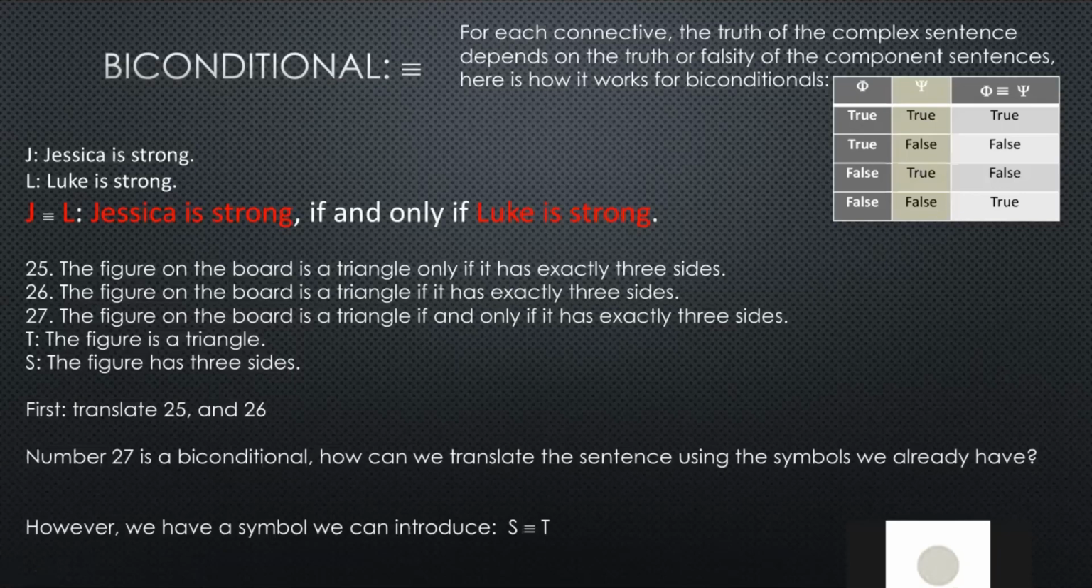If it's false that the figure on the board has three sides, and it's also false that it's a triangle, then the sentence, the figure on the board has three sides if and only if it's a triangle, remains true as well.